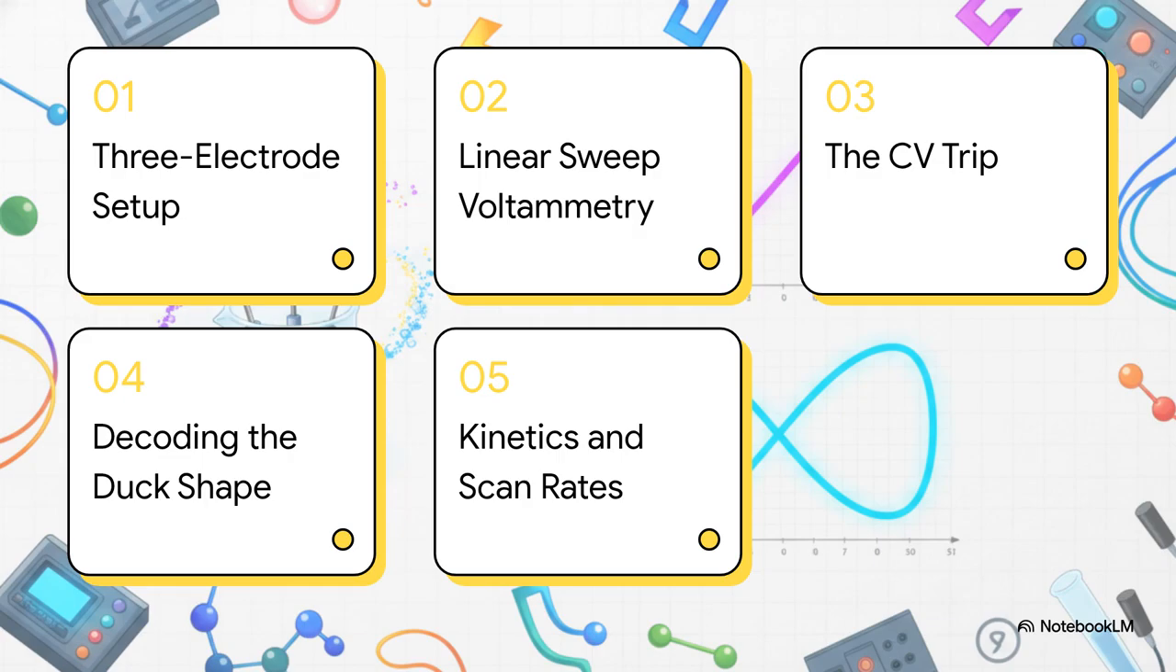We'll start with number 1, the 3-electrode setup. Then, 2, linear sweep voltammetry. 3, the cyclic voltammetry trip. 4, decoding the famous duck shape. And finally, 5, kinetics and scan rates. Let's just jump right in.